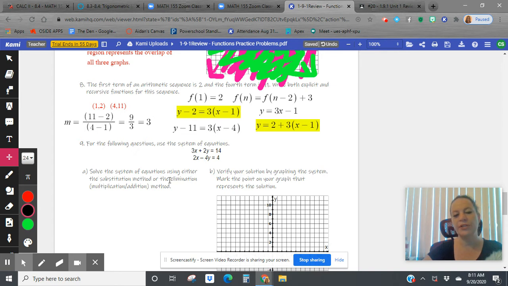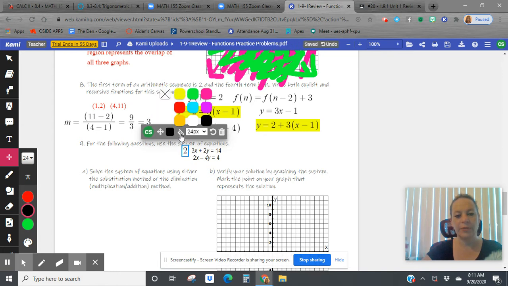For the following questions, use the system of equations. Solve the system of equations using substitution or elimination method, and then verify your solution by graphing these two. So notice that it's 3x and 2x, and it's 2y and negative 4y. There are no opposites already made. So in the top row, if I multiplied the entire row by 2, I would be able to get a whole new row that did make opposites.